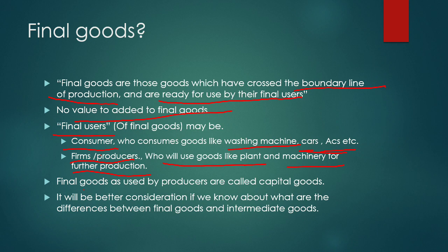Final goods used by the producer are called capital goods. What are capital goods? Those are goods which help to make production further. If you buy those goods as a producer, that expenditure is called capital goods expenditure. It will be better if we know the difference between final goods and intermediate goods. Detailed information is given on the next slide.